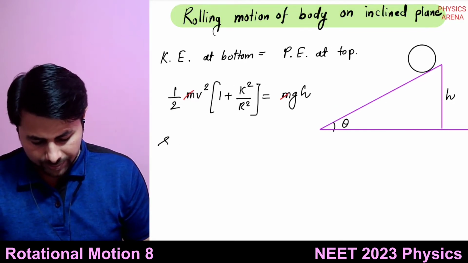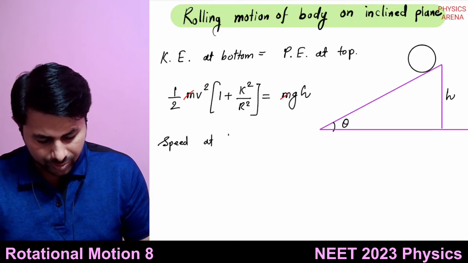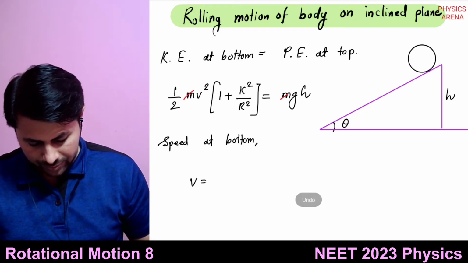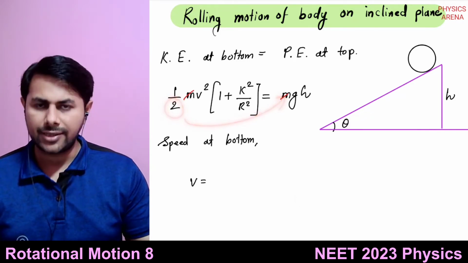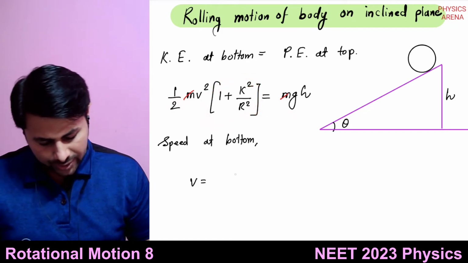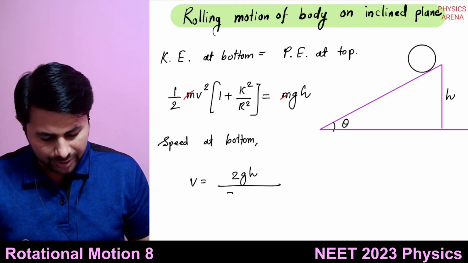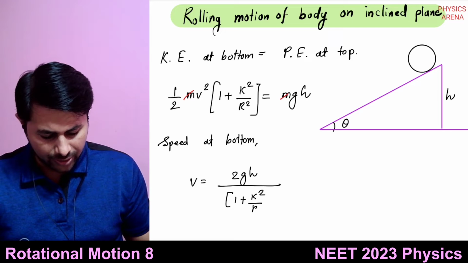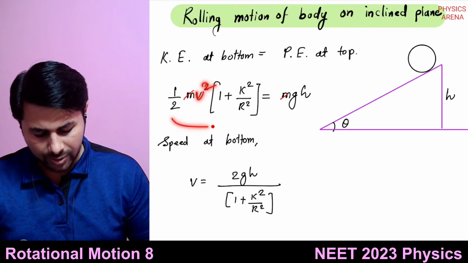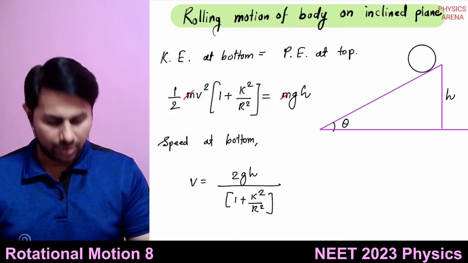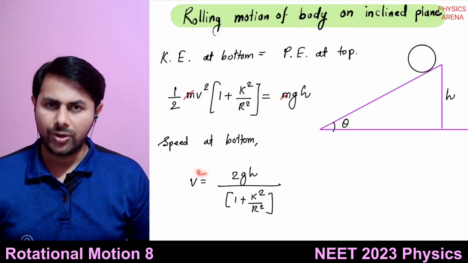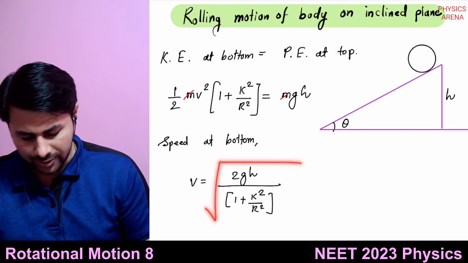Its speed at the bottom is, suppose, v. Taking 2 to that side, it is 2gh, and taking this term to the other side, it goes in the denominator, so it is 2gh divided by (1 plus k squared upon r squared). But this is v squared. So v squared is 2gh upon (1 plus k squared upon r squared). We want v, and that's why we'll take the square root of this.